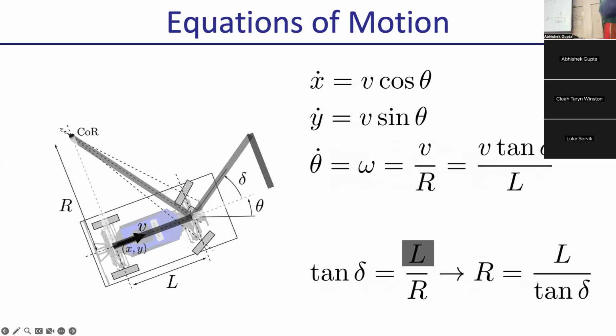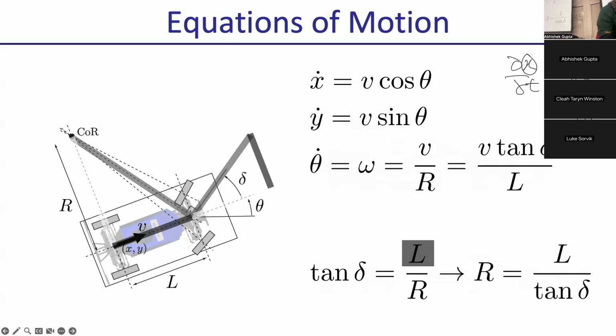90 minus delta, right? But the point is that you really want to express the instantaneous center of rotation, the radius R, in terms of things that you know, which is V, delta, and L. So now you've taken dx dt. If x is the state, it's basically dx dt, dy dt, d theta dt.